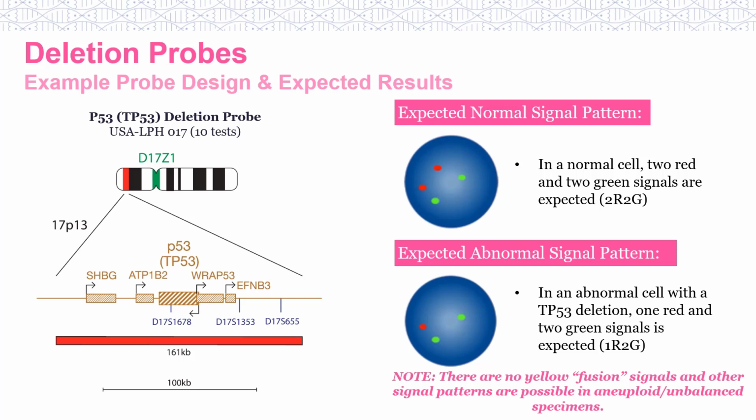This probe covers the entire P53 gene, extending 74 kilobase telomeric to the gene and covering a region centromeric to the gene, to just beyond the marker D17S655. A second probe, labelled in FITC green, covers the chromosome 17 centromere, D17Z1 region, and acts as a ploidy control.